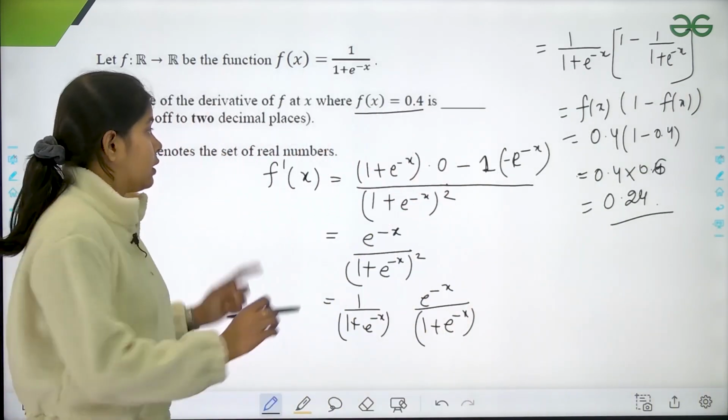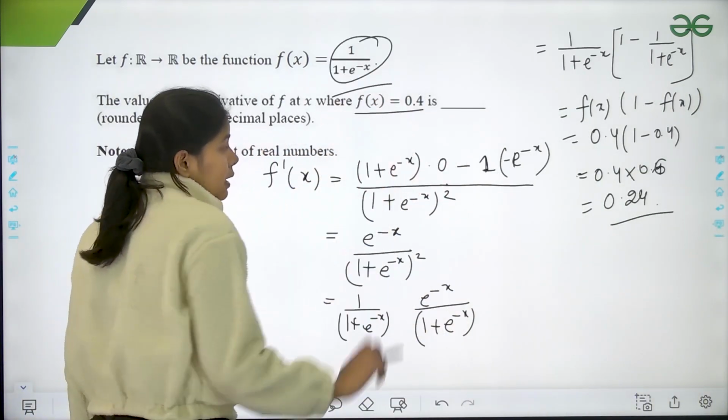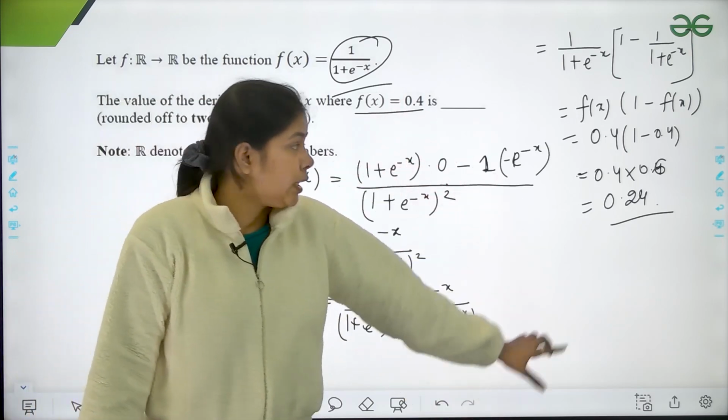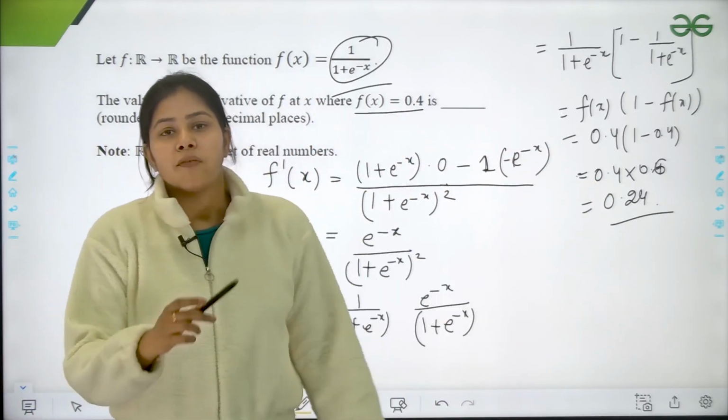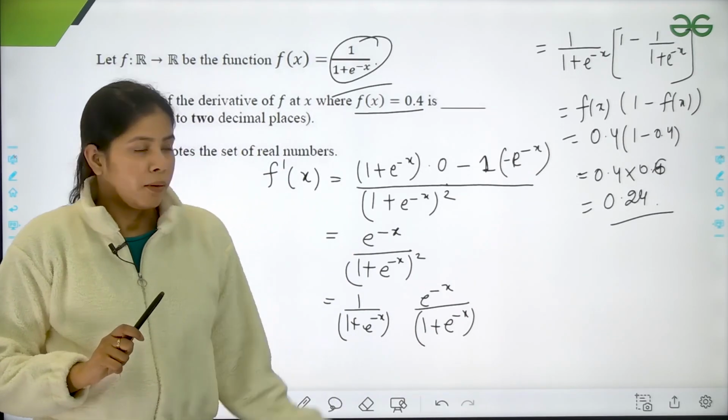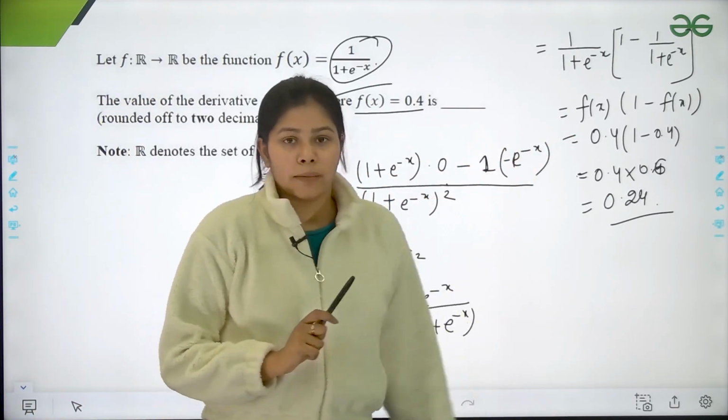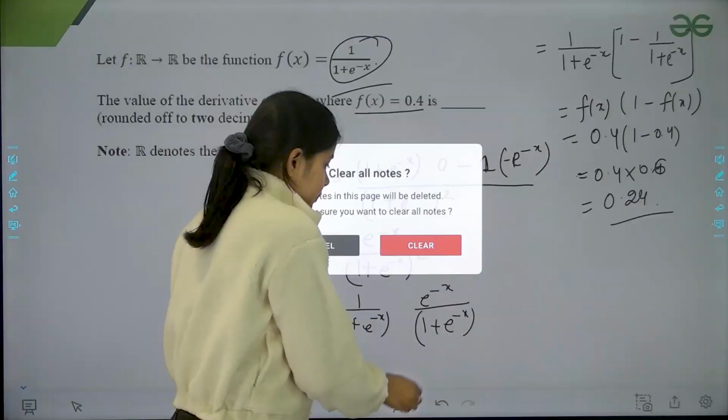And guys, this function is what? This is the sigmoid function, and we have done this derivative. The derivative of a sigmoid function is f(x) into 1 minus f(x), in logistic regression as well. So you can use the direct formula if you remember that.